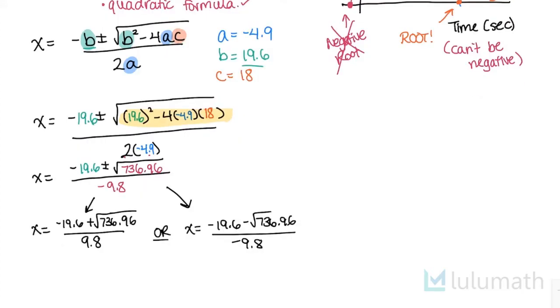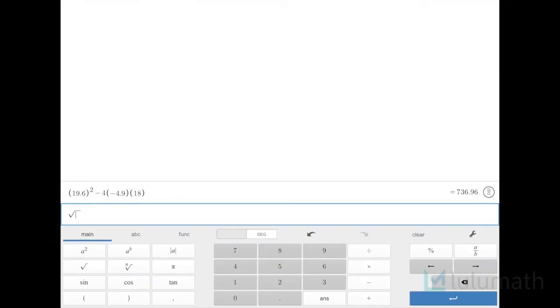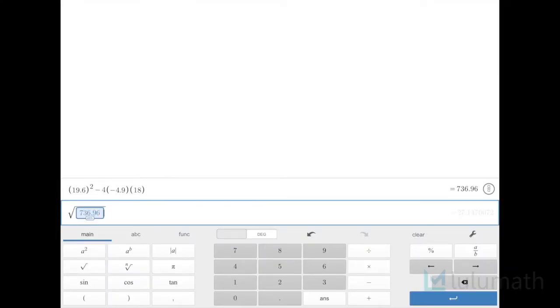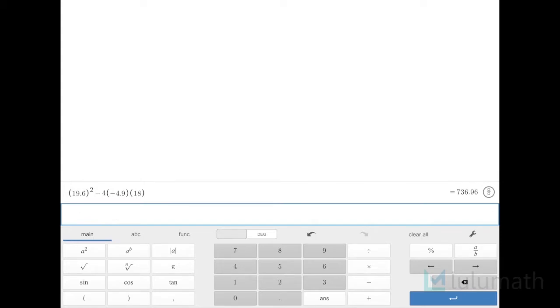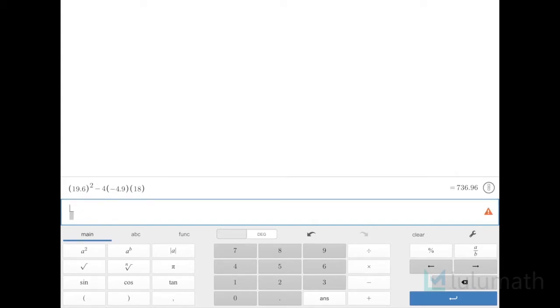Let's go back to our scientific calculator. And the reason why I'm going to go back to my scientific calculator right now without doing any simplifying is because I can tell that the square root of 736.96 is an irrational number, and I don't want to deal with having to round too early. So I'm going to get to a point where I'm just going to type in numbers that are as simplified as possible without having to do any rounding.